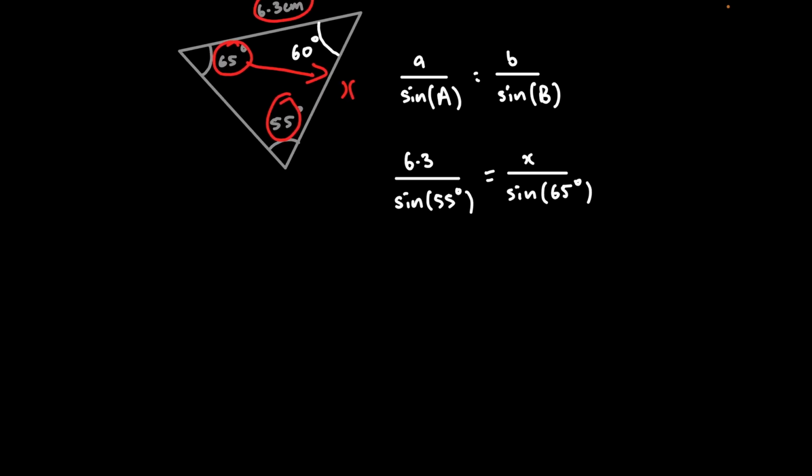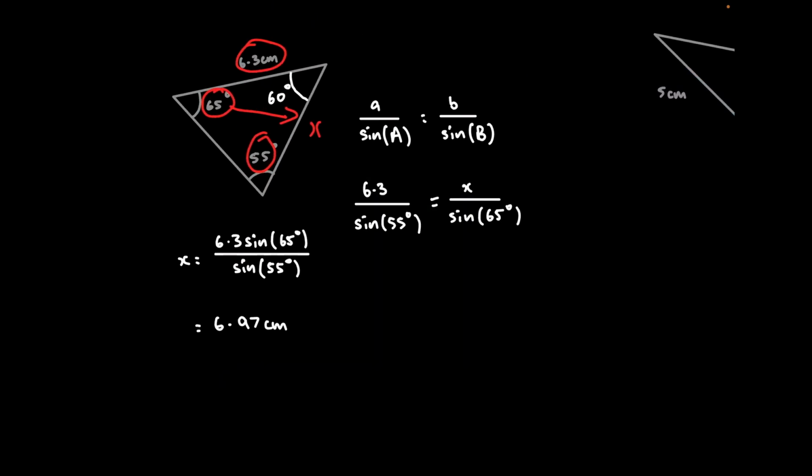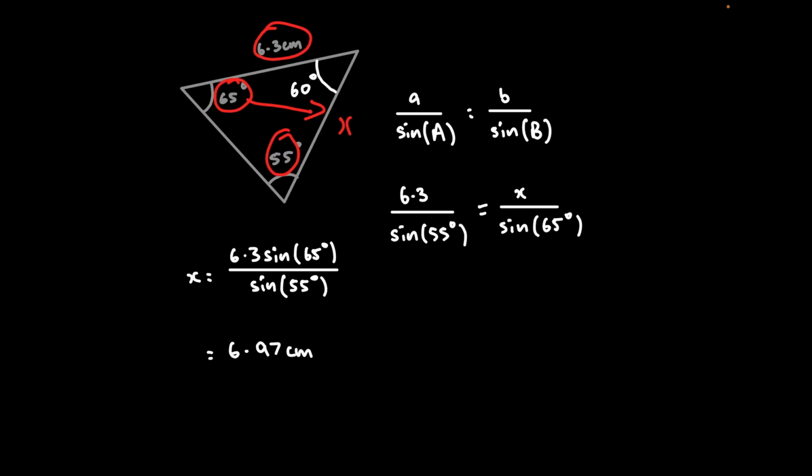So we can say that x is the same. We can just times both sides by sine of 65. So if we times both sides by sine of 65, we get 6.3 times by the sine of 65 degrees all over the sine of 55 degrees. And when we work this out, we get that x is simply equal to 6.97 centimeters.